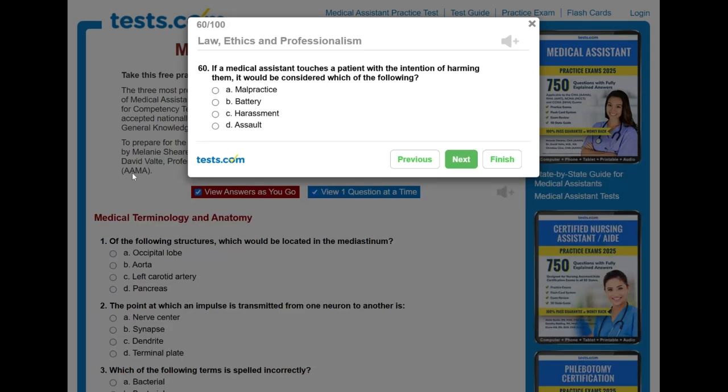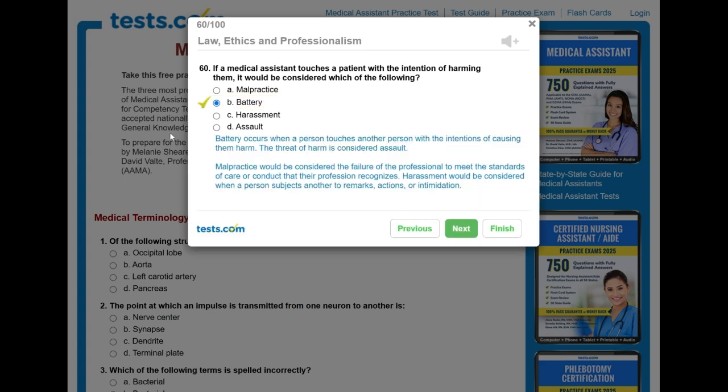Question 60. If a medical assistant touches a patient with the intention of harming them, it would be considered which of the following? A. Malpractice. B. Battery. C. Harassment. D. Assault. B. Battery. Battery occurs when a person touches another person with the intentions of causing them harm. The threat of harm is considered assault. Malpractice would be considered the failure of the professional to meet the standards of care or conduct that their profession recognizes. Harassment would be considered when a person subjects another person to remarks, actions, or intimidation.